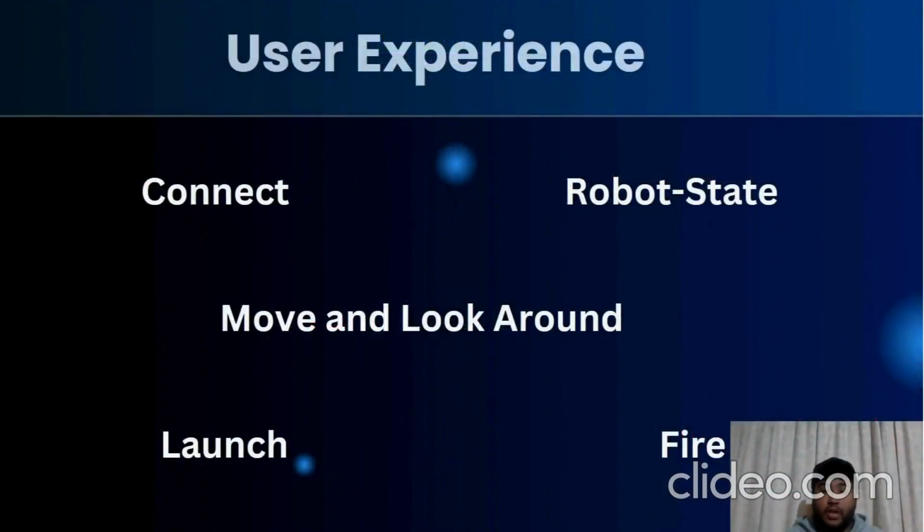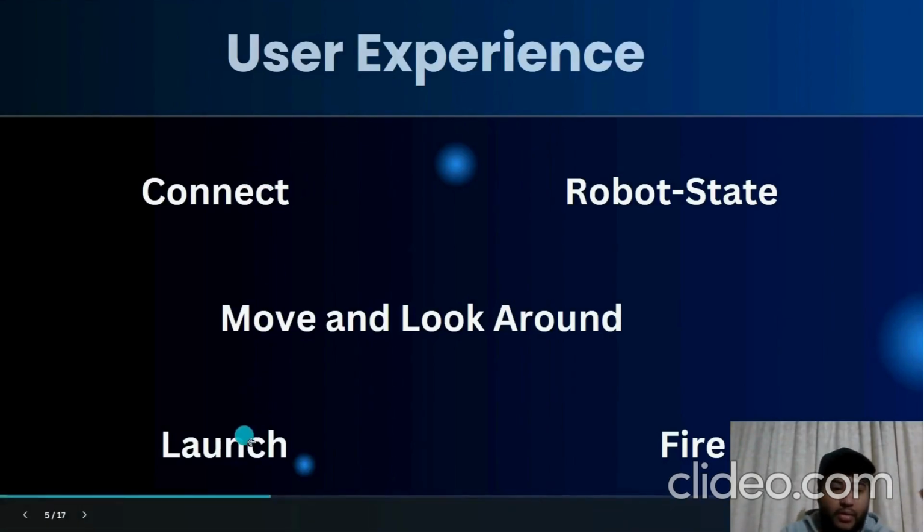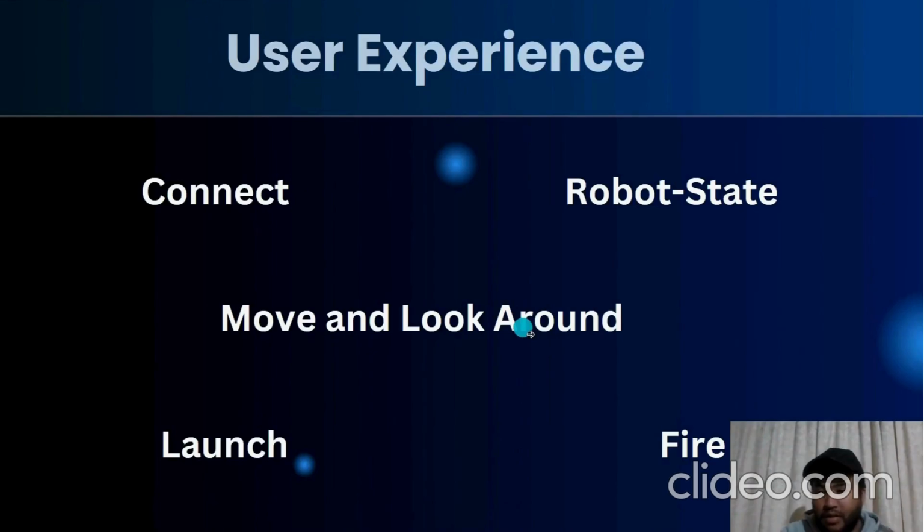In our project, the user expected us to do a few things. A client has to be able to connect. Now, number one, connect. Number two, launch. Number three and four, move and look around respectively. Number five, retrieve the robot state. And number six, fire.